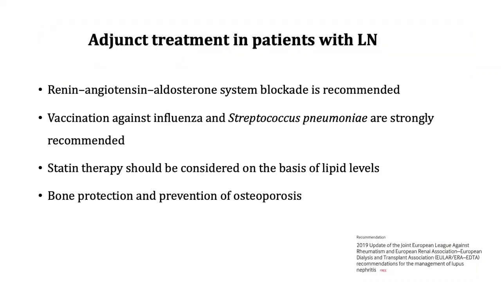Adjunct therapy in patients with lupus nephritis is advised as per the 2019 update. A RAS blockade is recommended, and vaccination against influenza and streptococcus pneumonia is strongly recommended. And statin therapy should be considered on the basis of the lipid levels in the child with nephrotic syndrome. And bone protection and prevention of osteoporosis must be done in these children.